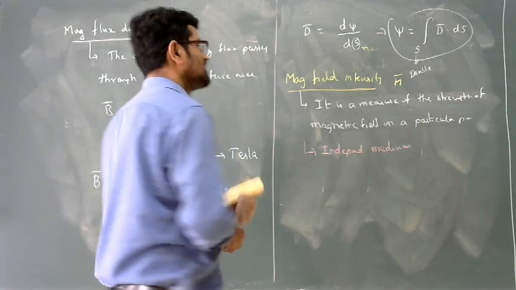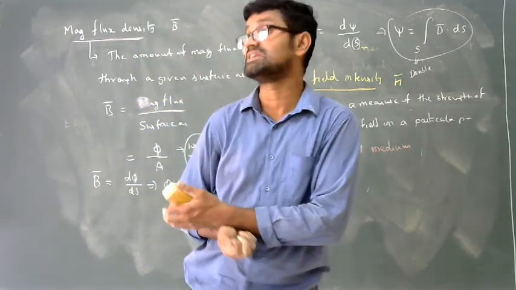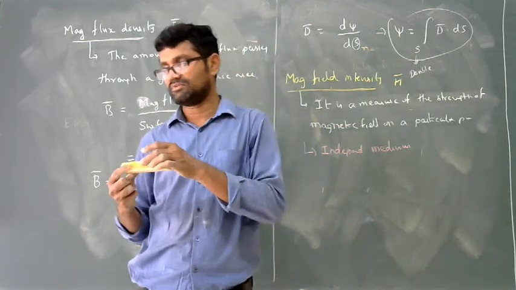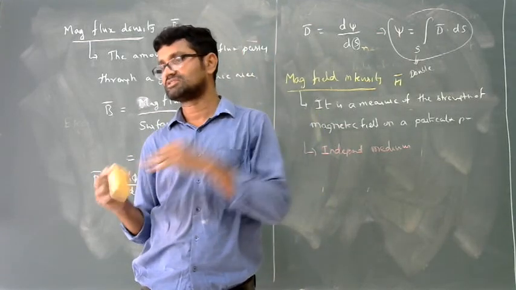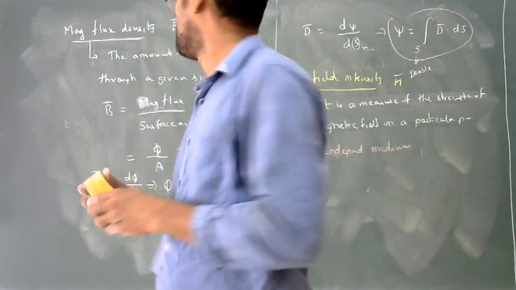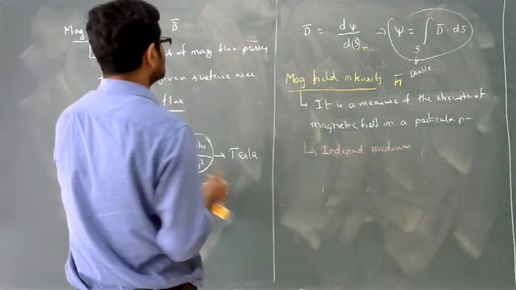Flux density depends on the medium, because the flux may change. If through the wood, flux traveling is less. Through the air, flux traveling is more. This is about the magnetic flux density.